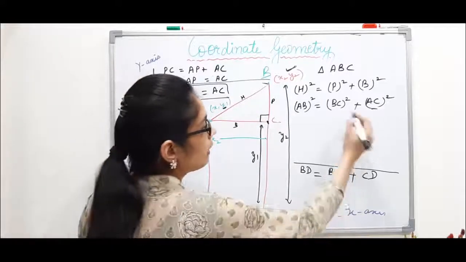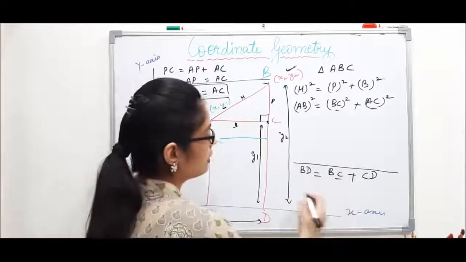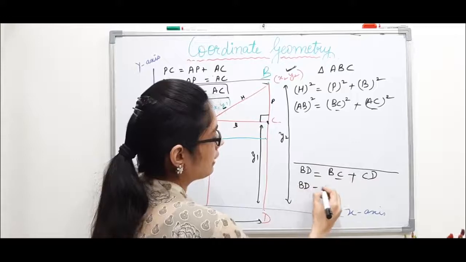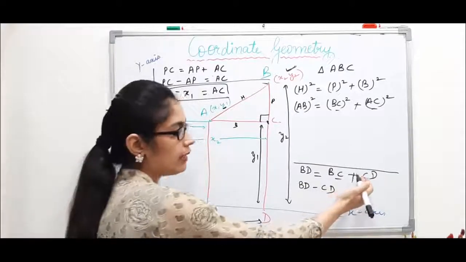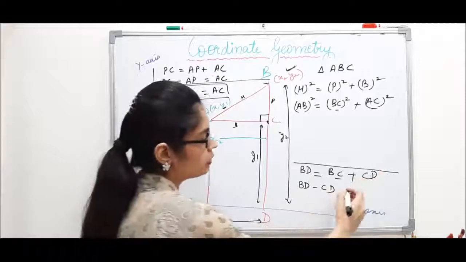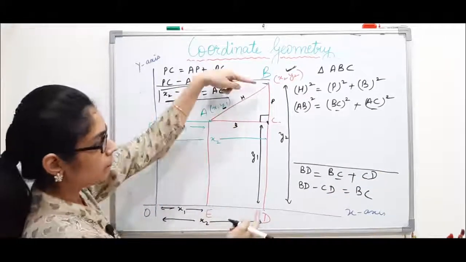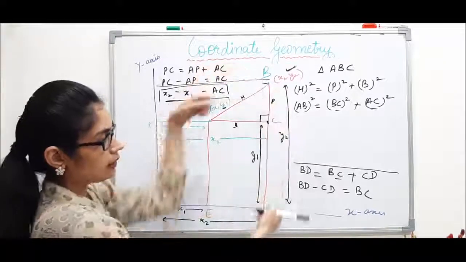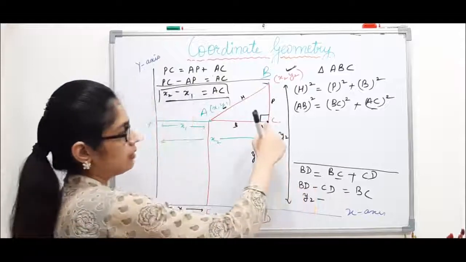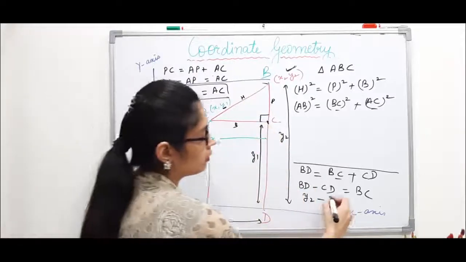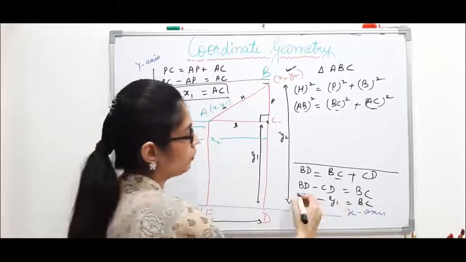Now we need the value of BC. So I will write BC on this side and shift CD to the other side. So BD minus CD. CD I am shifting to this side, it's getting added on this side, on shifting the side it will change into minus. Now we will just write the values. BD, this complete line, is equal to y2. CD is y1. So BC is equal to y2 minus y1.